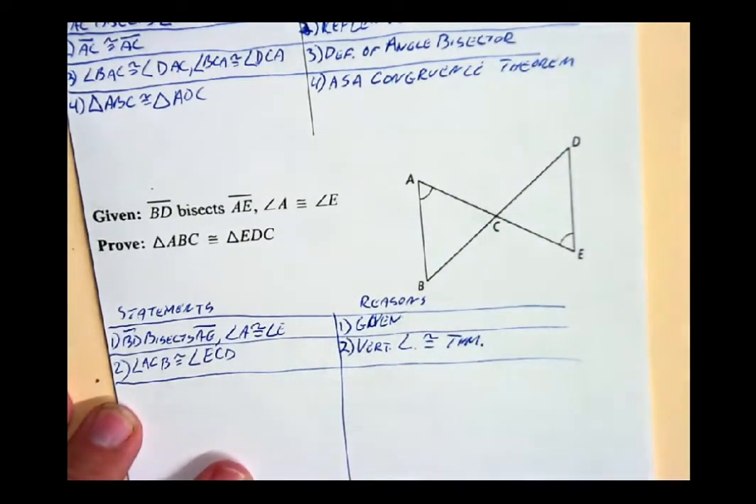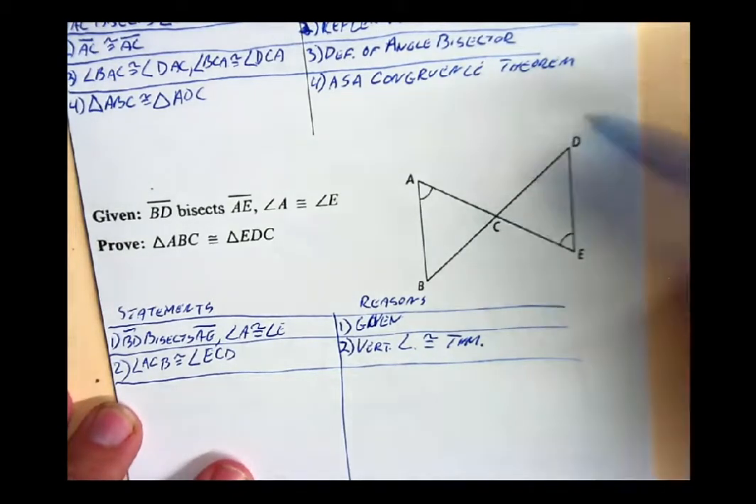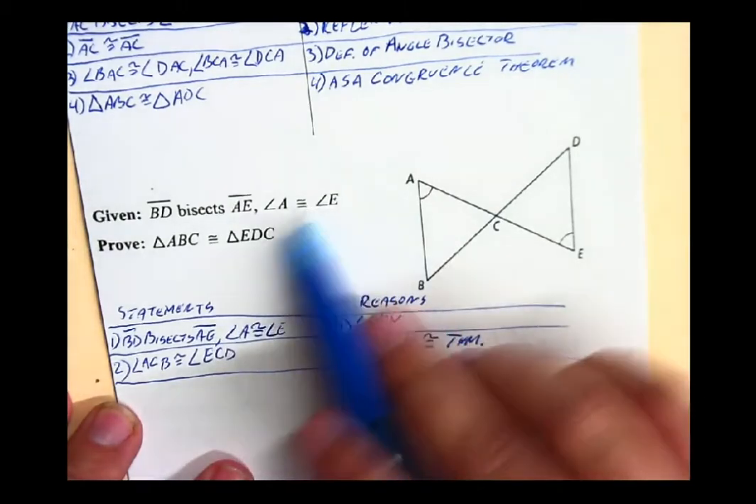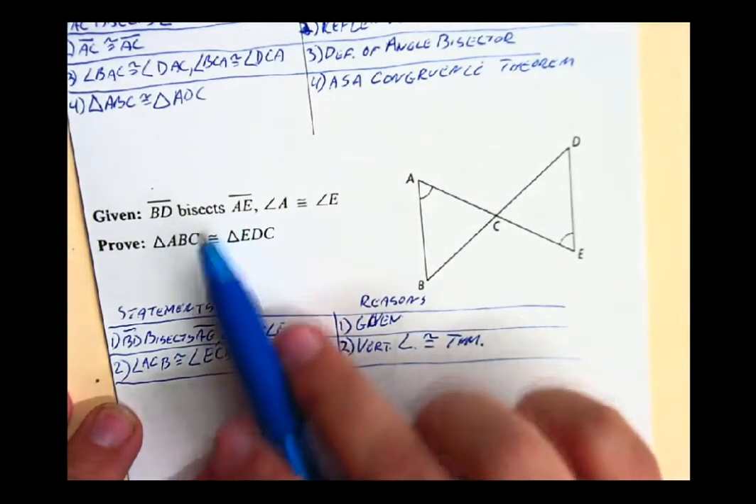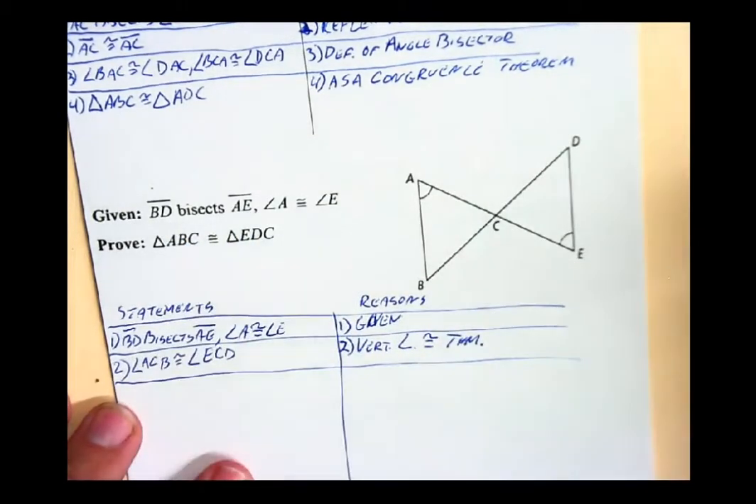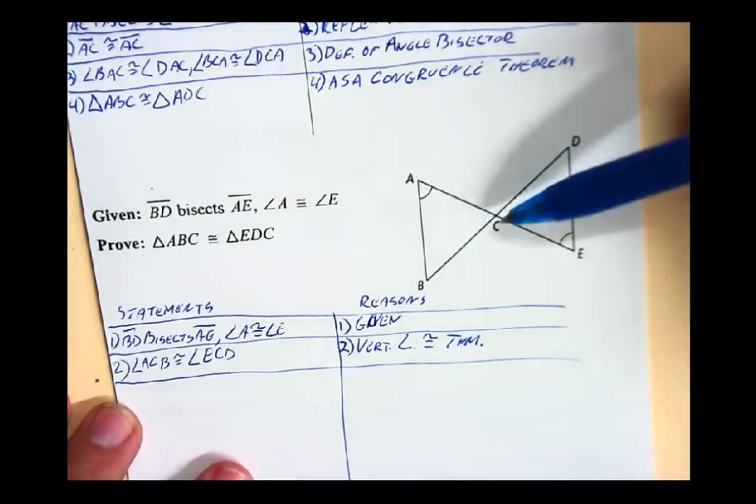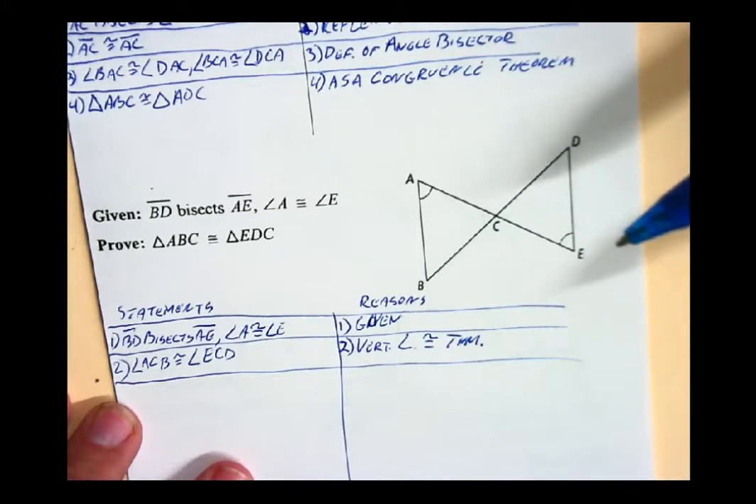I need one other thing congruent. Well, what can I do? Well, I don't see anything else in the picture, so let's go back to the given. See, we've already got that. Oh, bisect. We haven't done anything with this bisecting. So segment BD bisects segment AE. So what does that mean? Well, what that means is that AC is congruent to CE. It cuts it in half, perfectly in half.